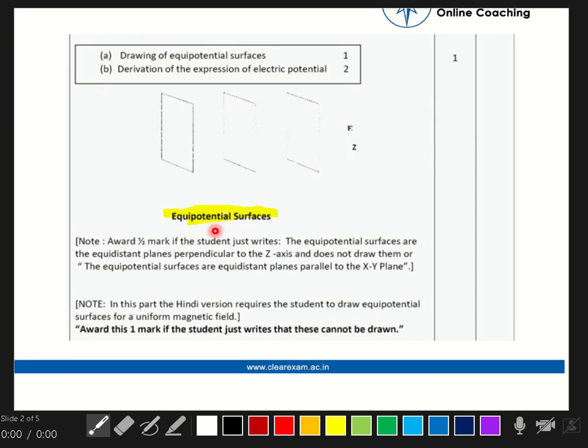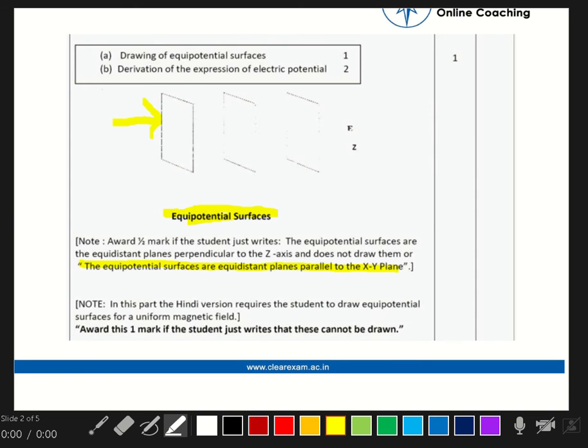First we understand the equipotential surfaces. The equipotential surfaces are equidistant planes perpendicular to the Z axis. I will mark them for you. The equipotential surfaces are equidistant parallel planes, and this is the diagram of equidistant surfaces. These are equidistant from each other. These are planes which are equidistant from each other.